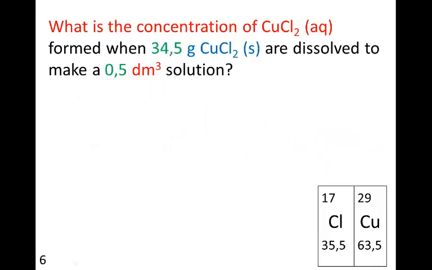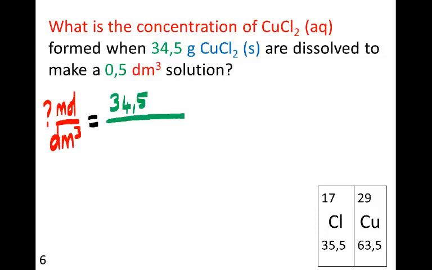What is the concentration of copper chloride formed when 34,5 grams of copper chloride are dissolved to make a 0,5 decimeter cubed solution? Get the answer yourself first. How many moles per decimeter cubed are formed when 34,5 grams of copper chloride are in 0,5 decimeter cubed? 34,5 grams of copper chloride in 0,5 decimeters cubed.